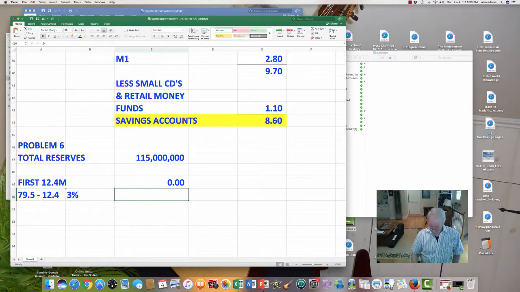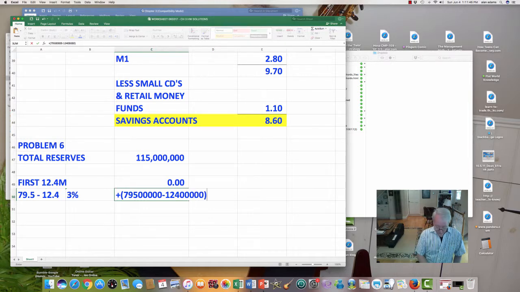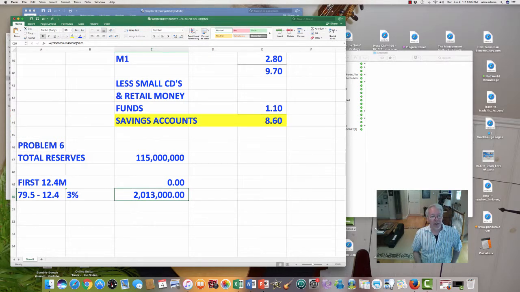All right, so let's figure out what that is. I'm going to take 79,500,000. I'm going to subtract the amount we've already accounted for, the free money, 12,400,000. And I multiply that number by 0.03, that's 3%. So I've got to put $2 million away in my vault or a deposit with the Federal Reserve. I cannot loan it out.